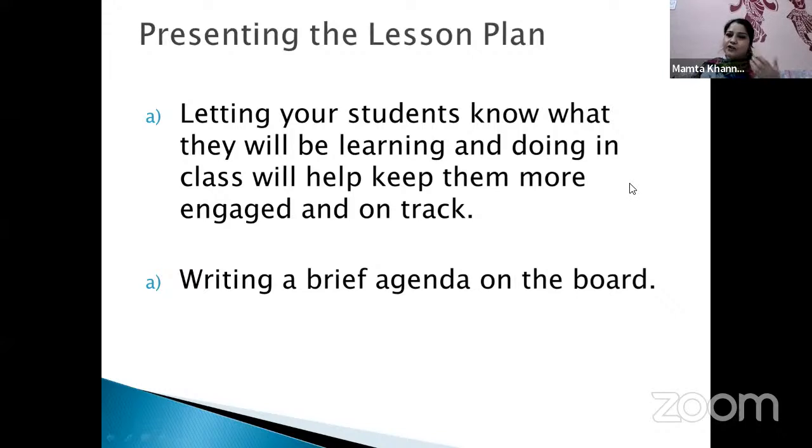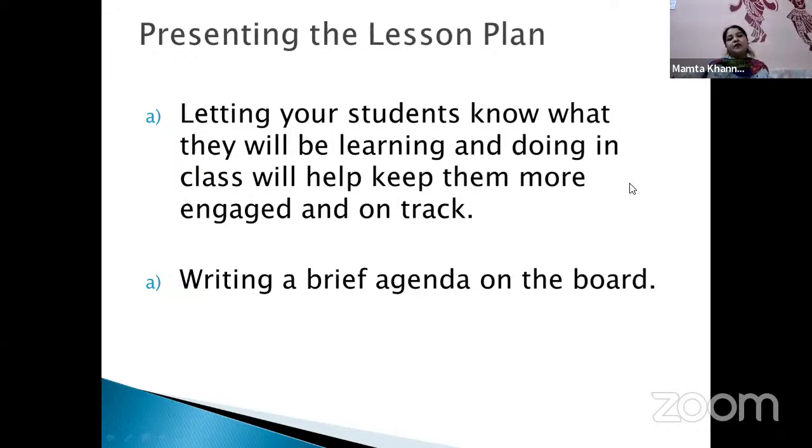So you can tell your students, after this activity or after this lesson, you will be able to frame simple sentences, maybe using he and she, or you will be able to identify nouns, or you will be able to solve a few sums of addition. Okay, so this is your learning objective.